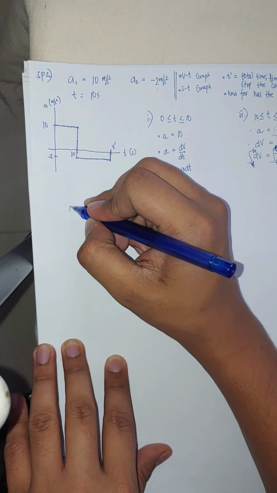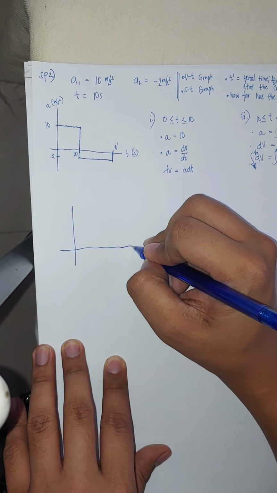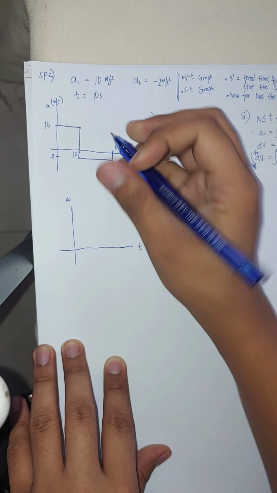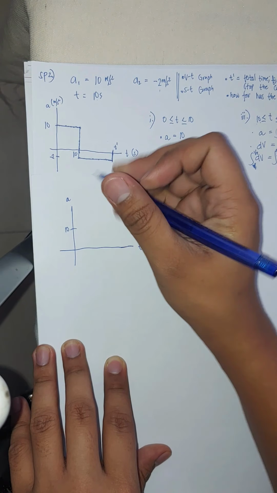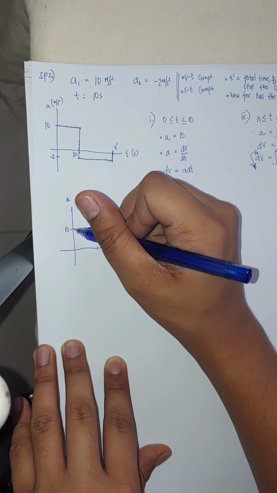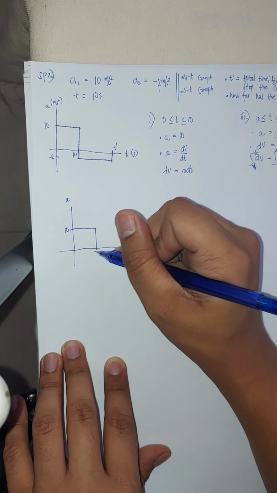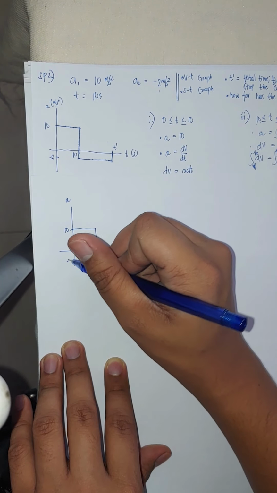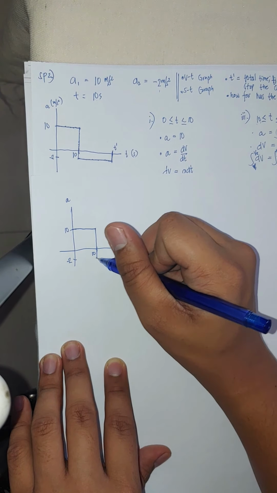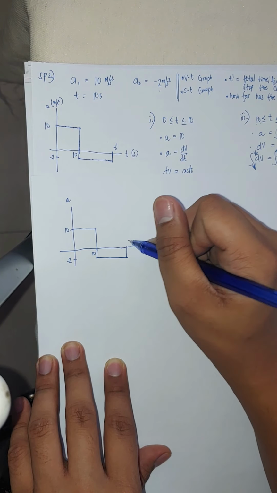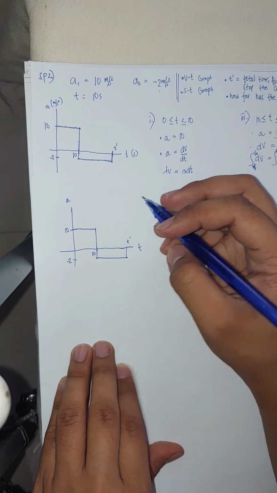So this is the acceleration versus time graph. So acceleration at time equal to 10 seconds, we have 10 meters per second squared. And then at -2, the deceleration until it stops at time t prime, which we still do not know.